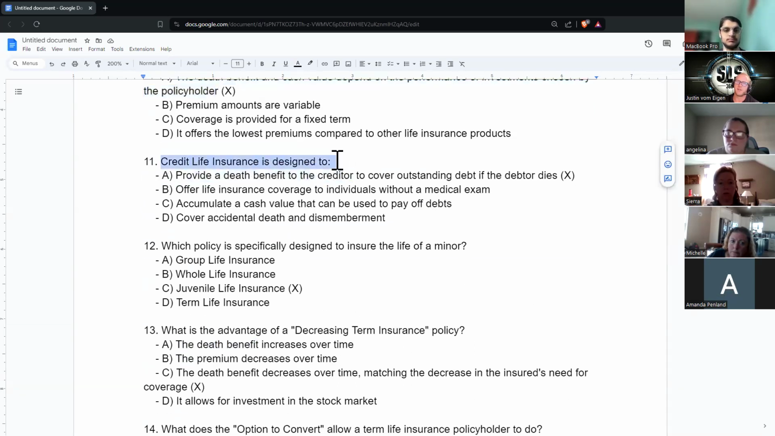Yeah, credit life insurance is not as common. I've never seen anybody actually sell it, but yeah, it's to provide a death benefit to the creditor to cover outstanding debt if the debtor dies. So credit life insurance, the reason why I don't see it is because we don't work with those clients.